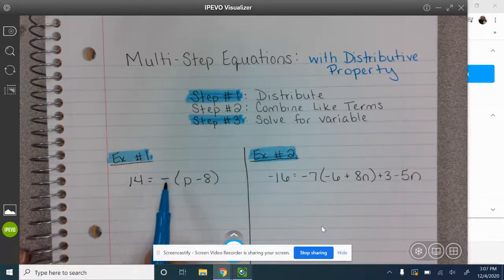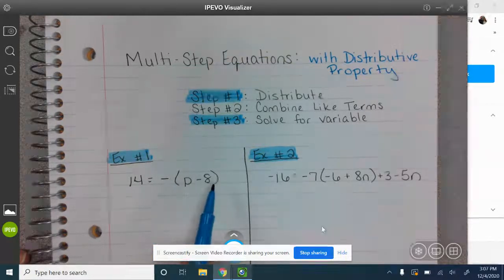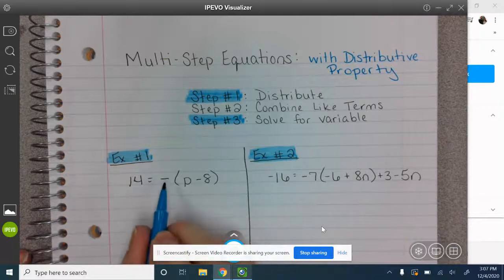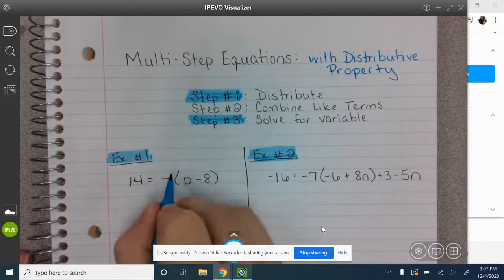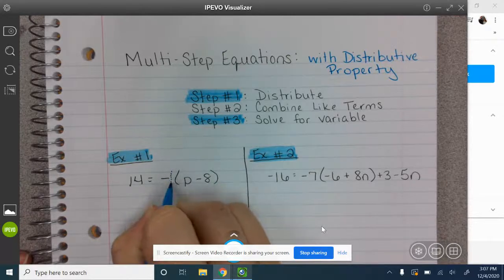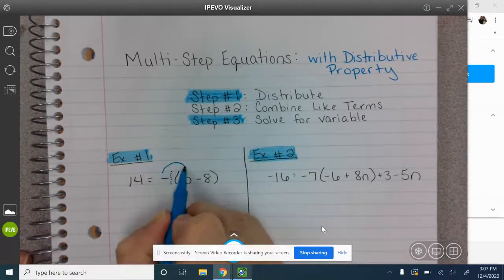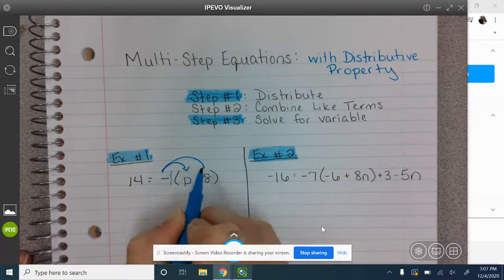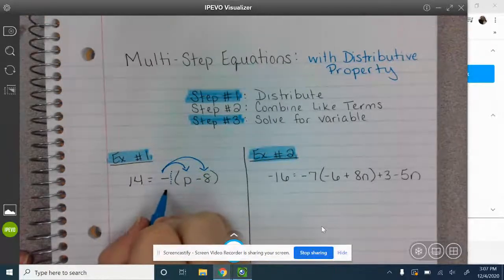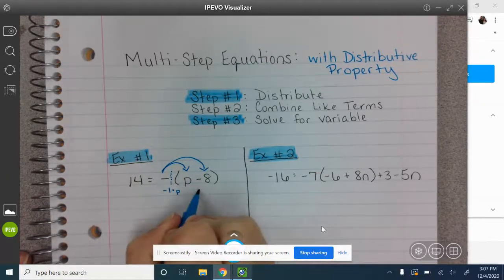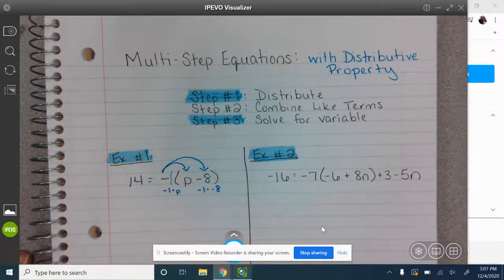14 equals negative parentheses p minus 8. Well, what number comes between this negative sign and this parentheses if you don't see it? Remember, there's always an imaginary 1 there. So I'm going to distribute that to p, and I'm going to distribute that to negative 8. So I'll have negative 1 times p and negative 1 times negative 8.